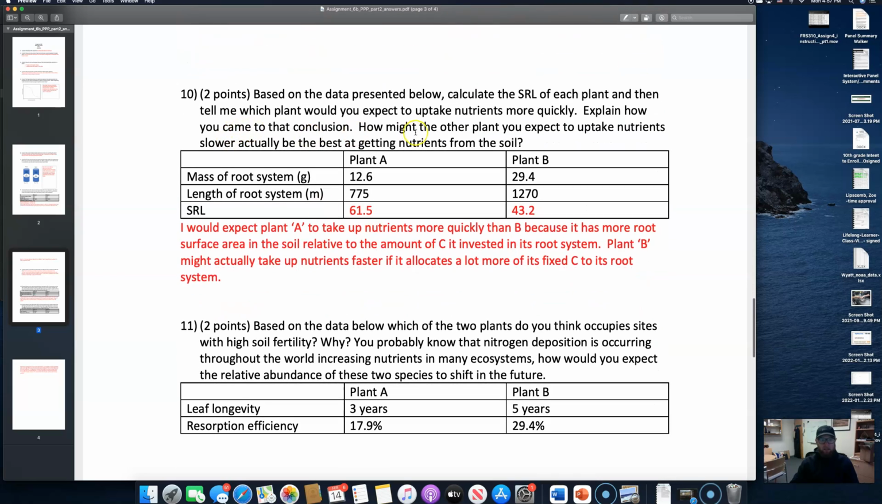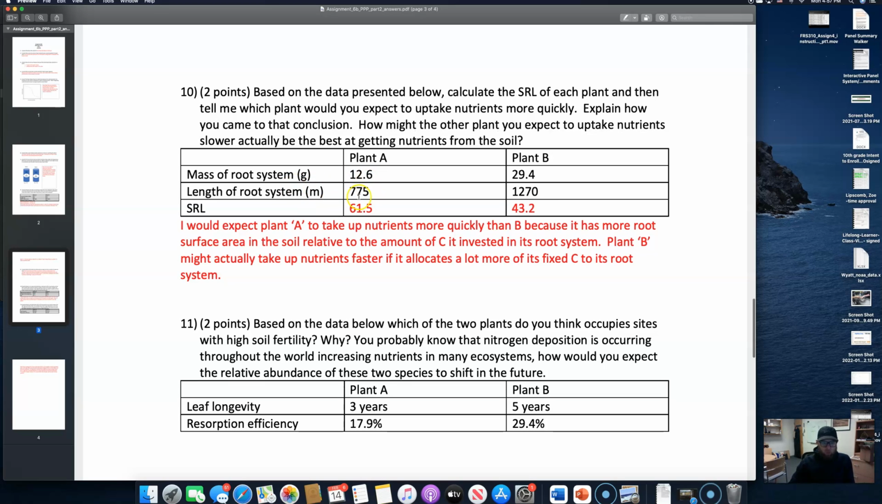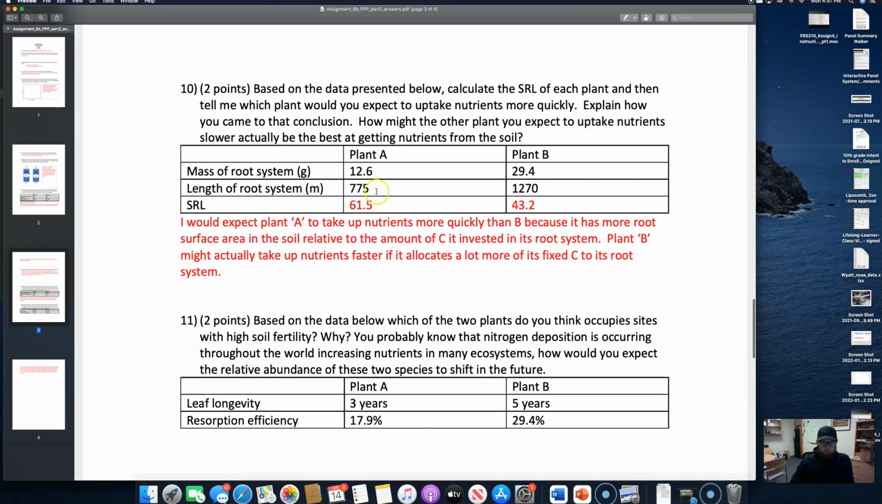Okay, so number 10, based on the data presented below, calculate specific root length of each plant, and then tell me which plant you would expect to take up more nutrients more quickly. So I gave you the mass and the root length. Specific root length is the length of the root system divided by the dry biomass of the root system. If you do length over mass, you'll get 61.5 for plant A and 43.2 for plant B.